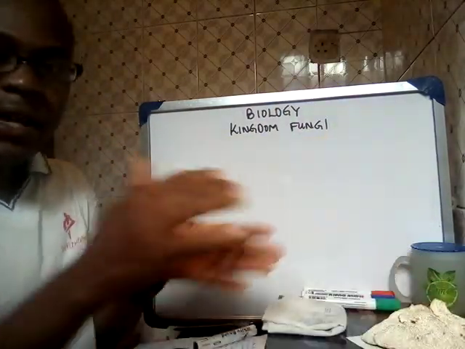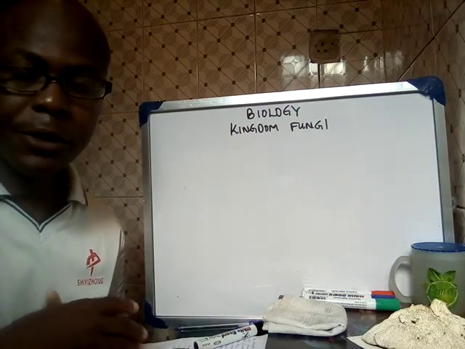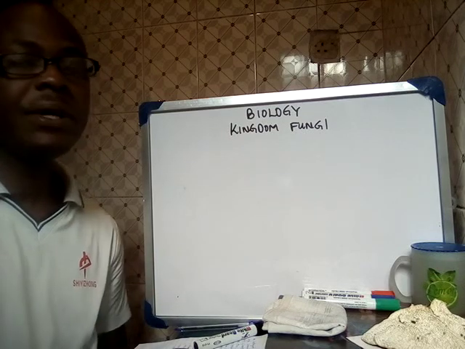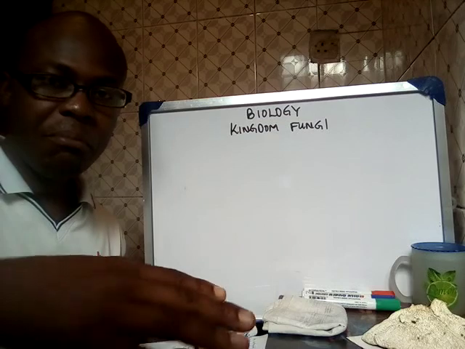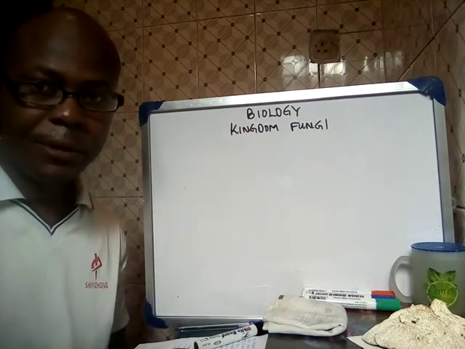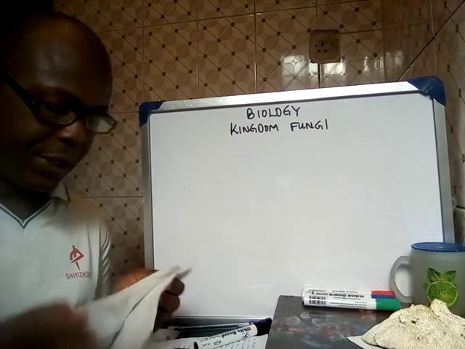Other examples are yeast, bread molds, they grow on bread, on rotten food. So typically you find them growing on dead, decaying parts of plants or animals. That's generally how you see fungi growing.